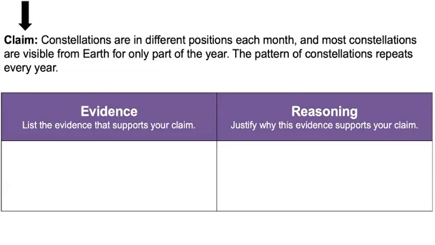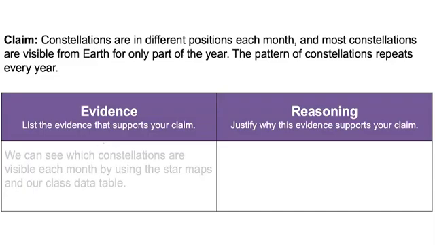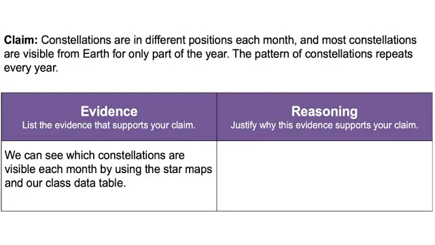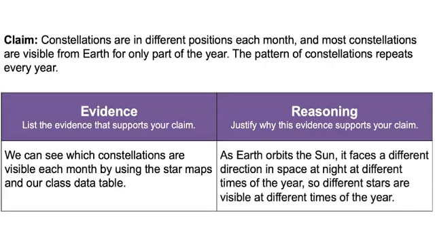Your task for the last lesson was to list the evidence that supports the claim. What did you write? For our evidence, we can say that we can see which constellations are visible each month by using the star maps in our class data table. But what about our reasoning? How can we justify why this evidence supports our claim? Well, we learned that as Earth orbits the sun, it faces a different direction in space at night at different times of the year. So different stars are visible at different times of the year.